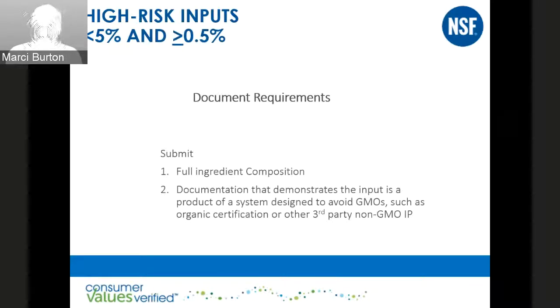And then for ingredients that are high risk and they are less than 5% but more than 0.5%, we'll need to get the full ingredient composition, and then we have to demonstrate that that ingredient comes from a system designed to avoid GMO. So something like an organic certificate or a third-party non-GMO identity preservation system will be sufficient to demonstrate that. So for example, if you're using a soybean oil and it's organic, it's less than 5%, then that's sufficient to demonstrate that. That also is the same for honey, anything that's really high risk. Organic certificate is sufficient for compliance to anything less than 5%.